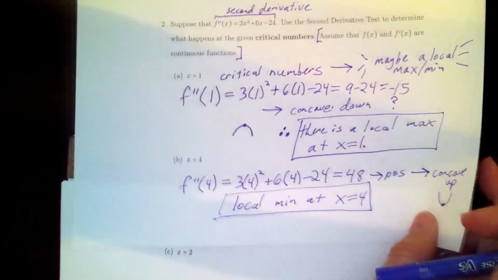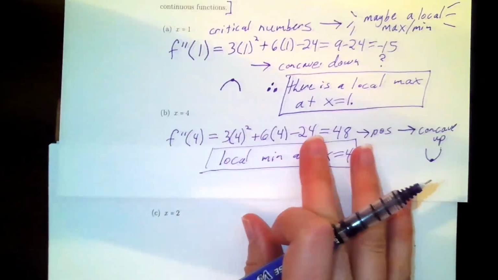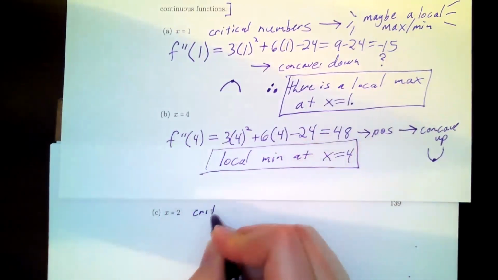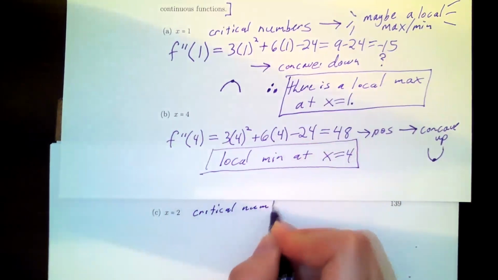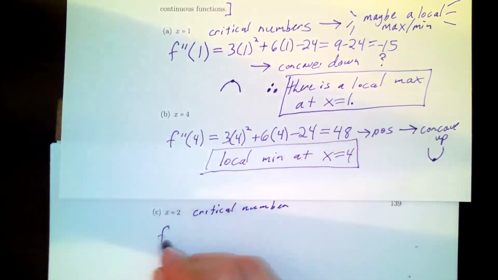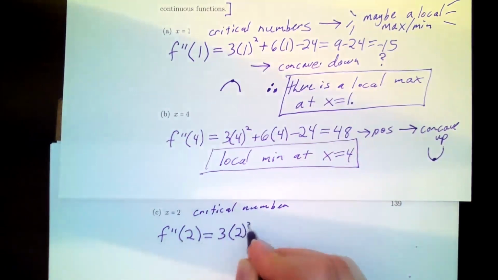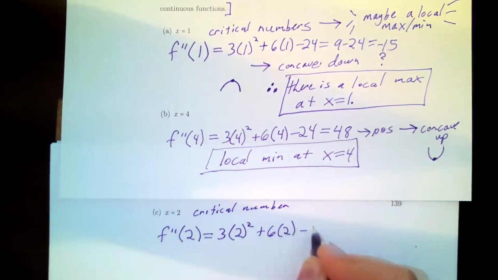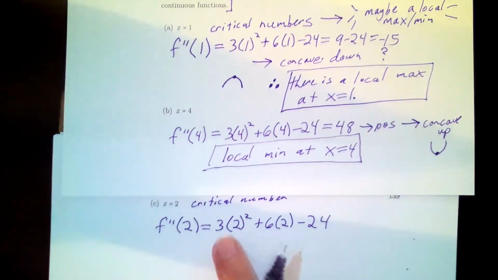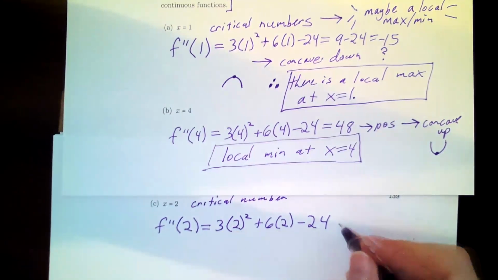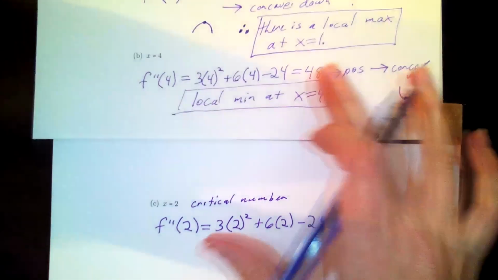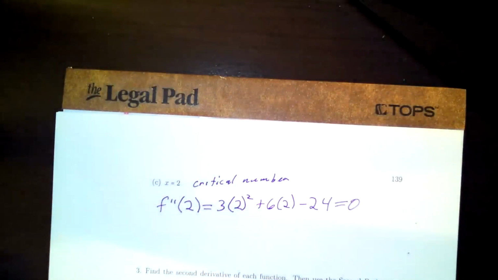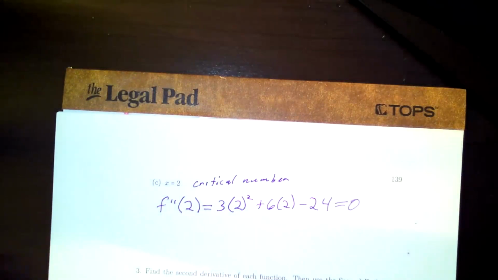Right, let's do this one more time. We have C, x equals 2. They're saying this is another critical number that they found. And I'm going to plug this critical number into the second derivative. F double prime of 2 would be 3 times 2 squared plus 6 times 2 minus 24. So we have 3 times 4, which is 12, plus 12 minus 24. This gives me 0. So we plugged a critical number into the second derivative, and I got 0.